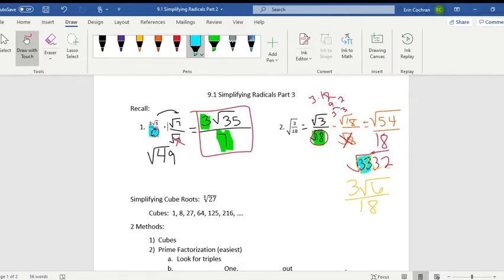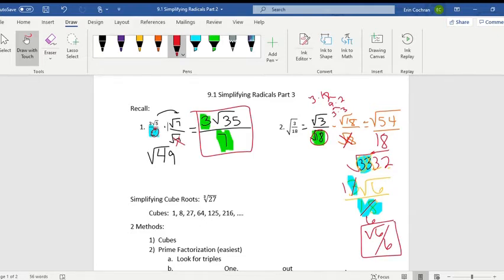And then I check my outside numbers. Can I simplify 3 and 18? Yes, I can. 3 over 18 is 1/6, so I'd have radical 6 over 6. Okay, so that's one way.